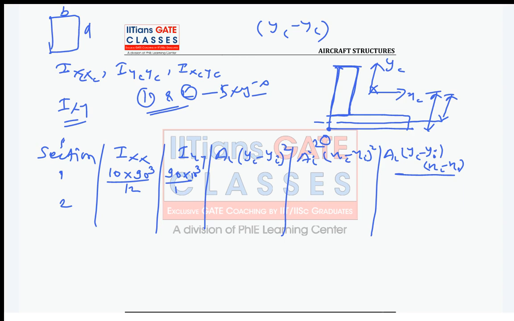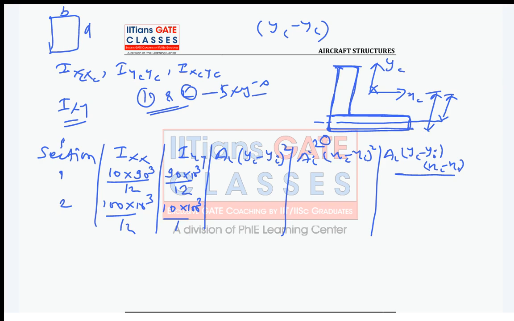Now guys, what is the IXX for section 2? For this section 2, what is the B? B is 100, and depth is 10. So it is 10 into 100 cube by 12. Okay.